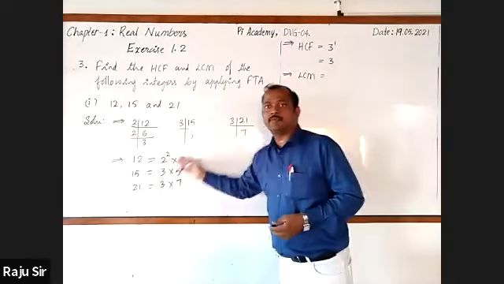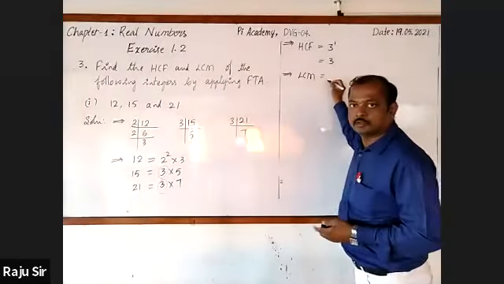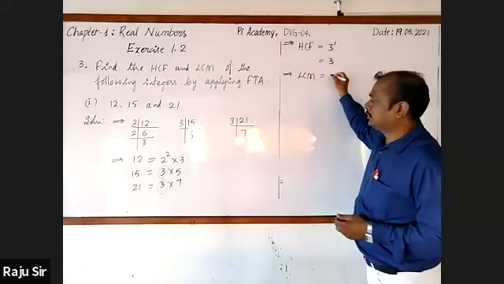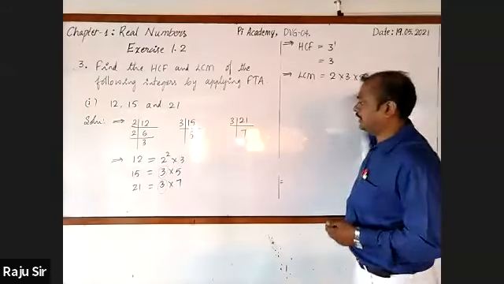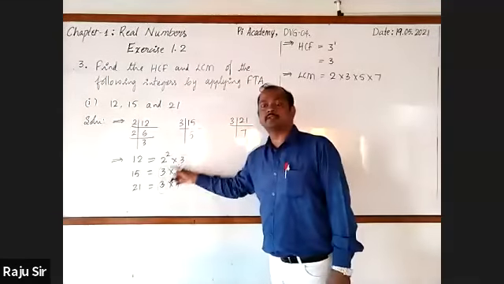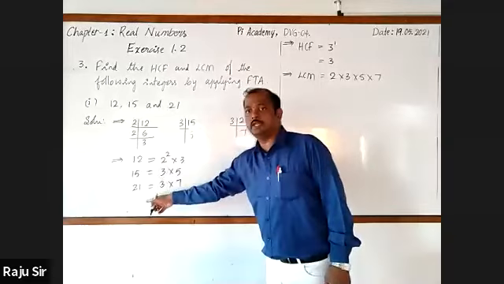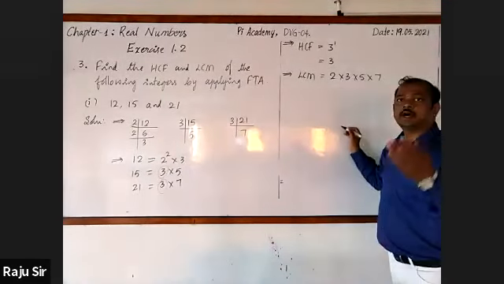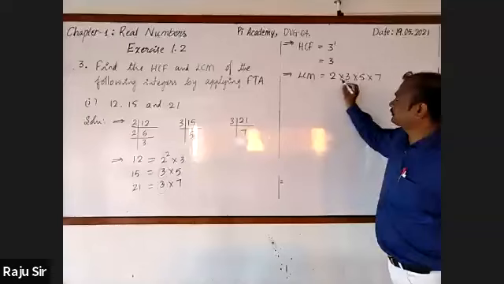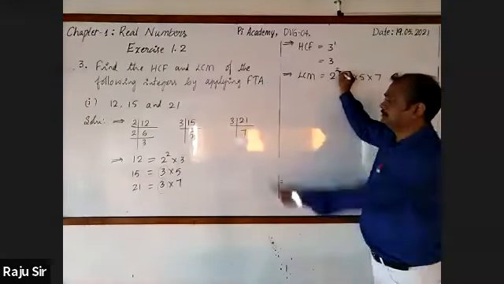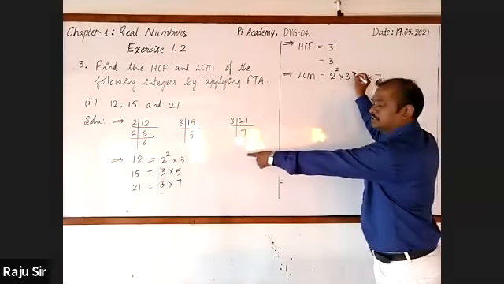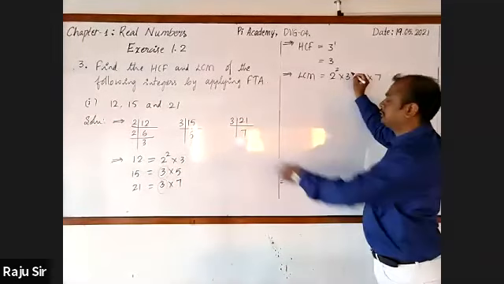Then let's find out LCM. You should take all the factors. Yes, very good. The factors are 2, 3, 5, and 7. I have written all the prime factors that are involved in these 3 numbers. Let me take the highest power of each of the prime factors. Highest power of 2 is 2 only, 3 is 1, 5 is 1, highest power of 7 is also 1.